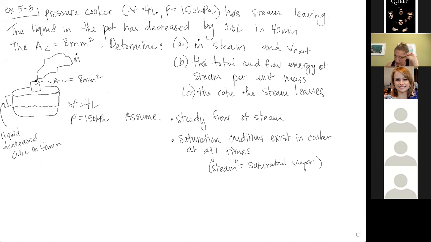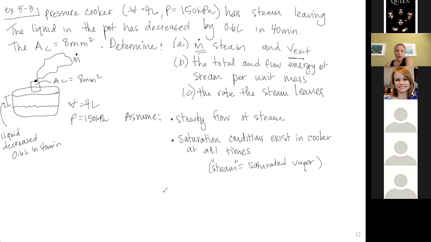Right off the bat, I'm going to think about what I can pull from the tables. I know that I have a saturated vapor. I know the pressure, and I can go to my tables and look for things that are relevant. One thing that jumps out to me is velocity and mass. Both of these are going to be related to specific volume. And while I'm there, I might as well also look up internal energy and enthalpy, because I know that those are playing into my energy equations.